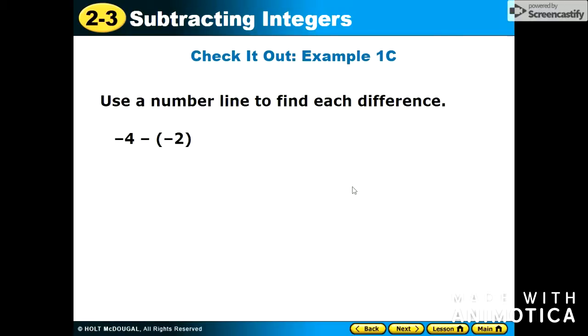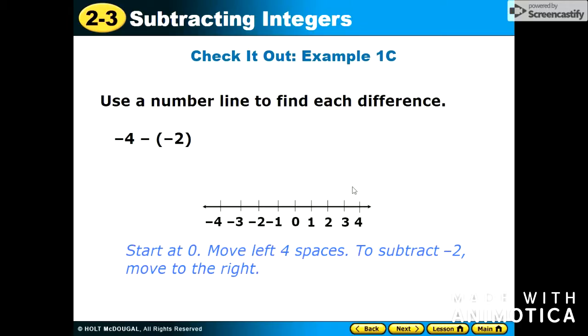Okay. This one finally is on your sheet. It says use a number line to find each difference. -4 minus -2. So we'll start at 0. Go to the left 4. And here's one of those weird situations again. When you subtract a negative number, you're actually going to go to the right. So move 2 spots to the right to come up with a total of -2.